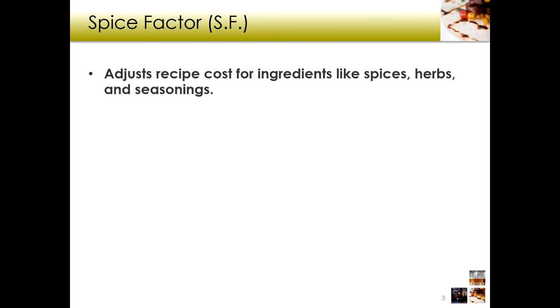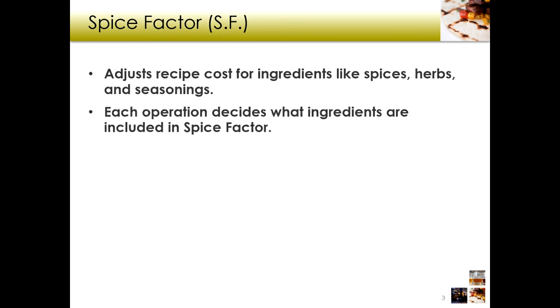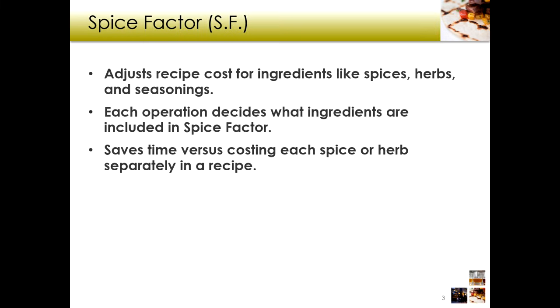The few things to know is that every restaurant is going to decide what ingredients are included in their spice factor, right? If you want deep fryer oil in your spice factor because you don't want to be worrying about measuring out how much oil was used in the recipe to make fried chicken, you can include deep fryer oil in your spice factor along with salt and pepper and onion powder and cayenne pepper and all those dried spices that we use. It's going to save you time when you're calculating a recipe, like I mentioned, right?